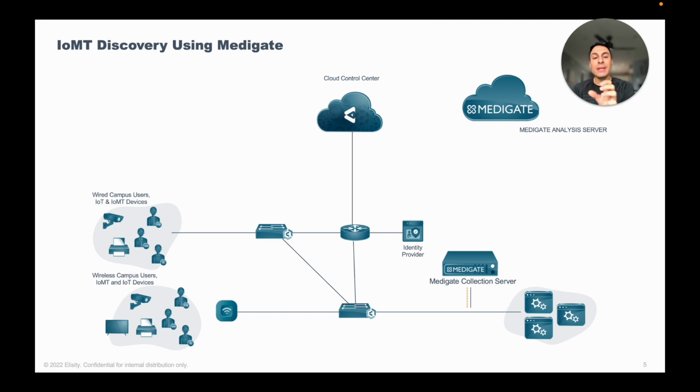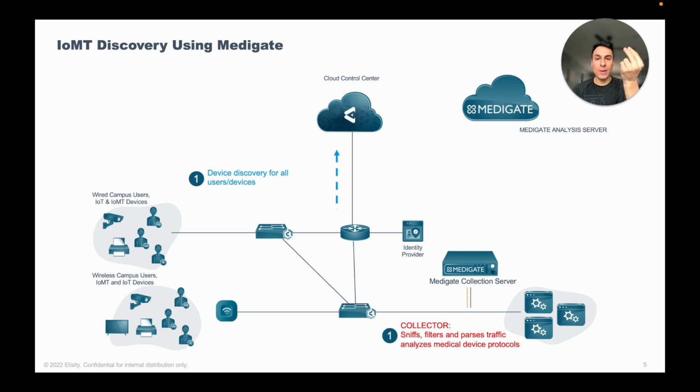Medigate has their Medigate collection server that's, of course, collecting identity information of medical devices. Once traffic begins to flow, Elisity will collect and parse identity information for users, devices, and applications and send this information up to Cloud Control Center for additional analysis. Medigate will do the same thing, but for medical devices, and send it to their analysis server in the cloud. Both platforms will do their own independent analysis.